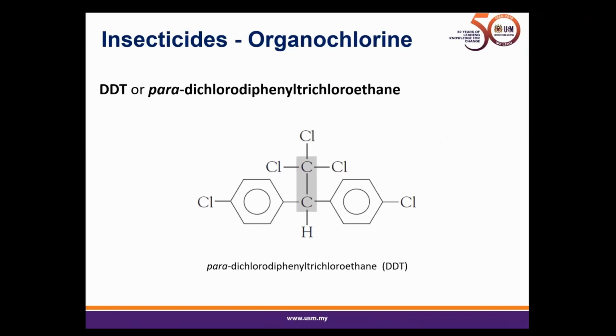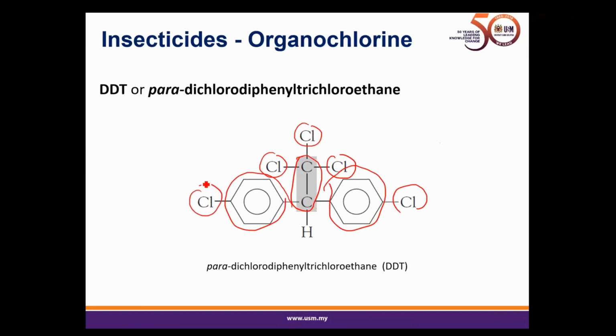It is basically a substitute of ethane. So here you have two carbons that come from ethane. And then you have 3 chlorine atoms attached to one of the carbons. And then you have another 2 benzene rings attached to the carbon. And each of the benzene rings has a chlorine atom attached to the para position of the benzene ring. Okay, so this is DDT.